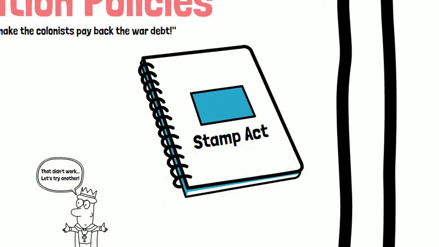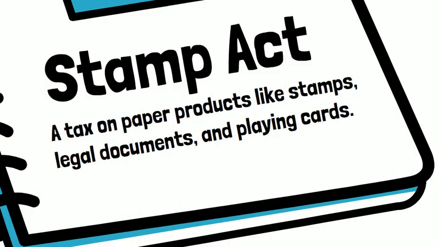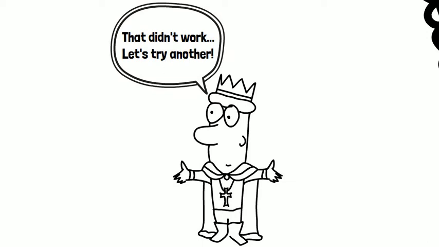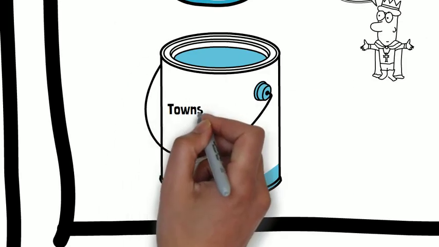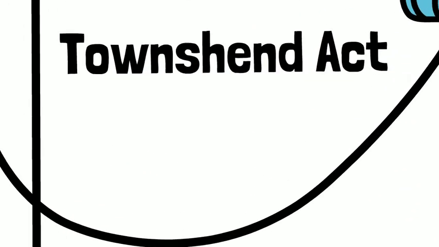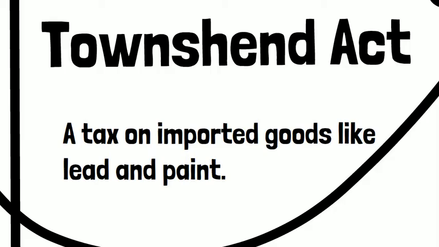The Stamp Act was a tax on all paper products like stamps, legal documents, and playing cards. Again, the colonists began petitioning the king, protesting, and boycotting. So the Stamp Act was repealed and the Townshend Acts were enacted. The Townshend Acts were an import tax. Import just means bringing something into the country, and the tax was on things like lead and paint.